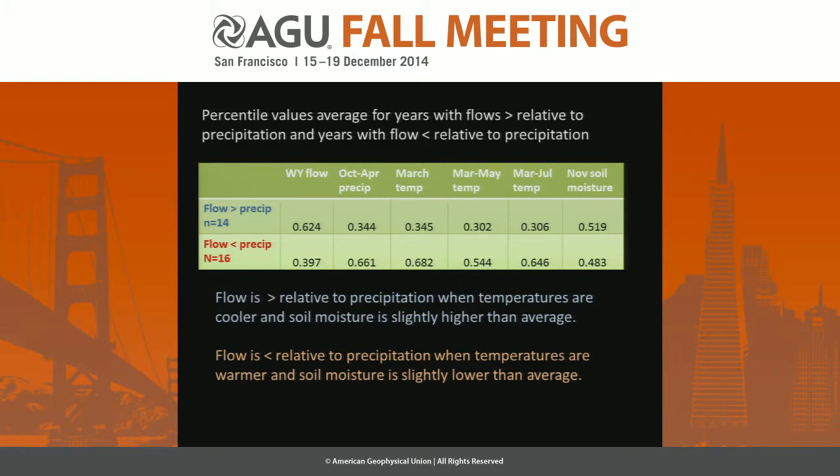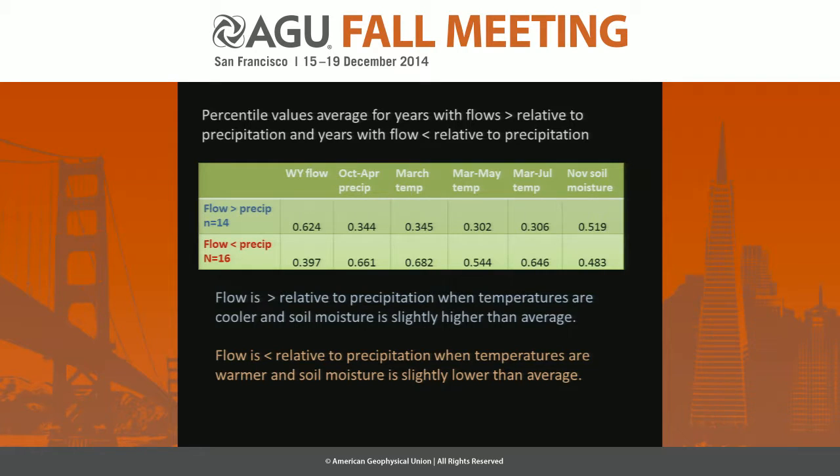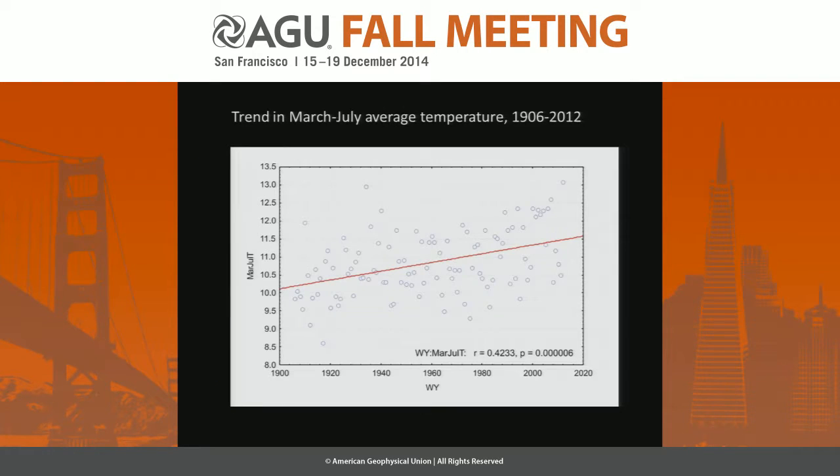So if you remember this pattern here, we had more of these blue years here and more of the orange years here, suggesting that maybe temperature is playing a role here, as well as in these values. If we look at the trend in the March to July temperature, we do in fact see this trend, which is not surprising, suggesting that maybe our warming, partially due to anthropogenic effects, is having an effect on the efficiency of precipitation in contributing to stream flow.